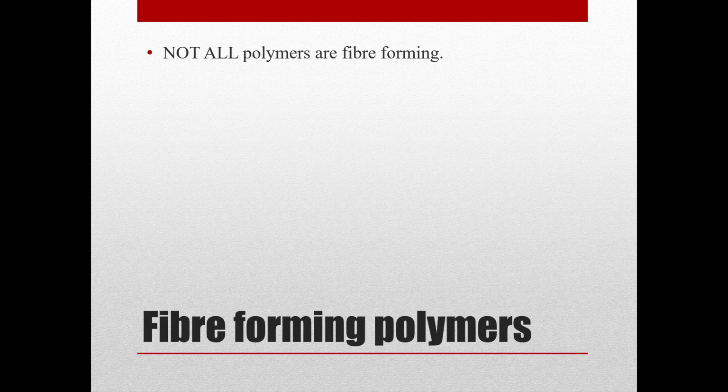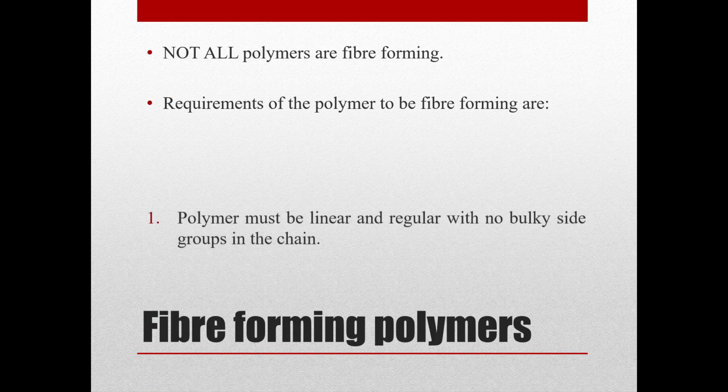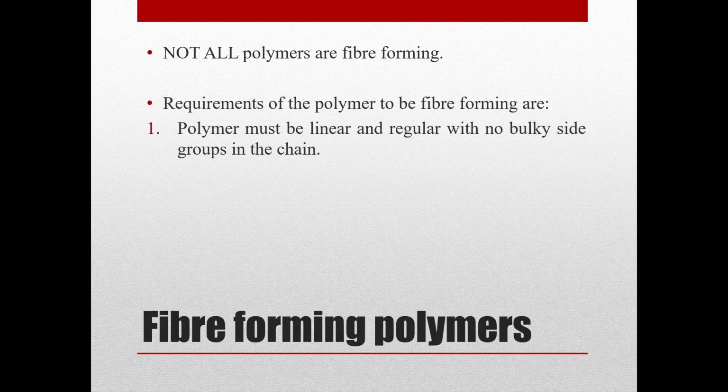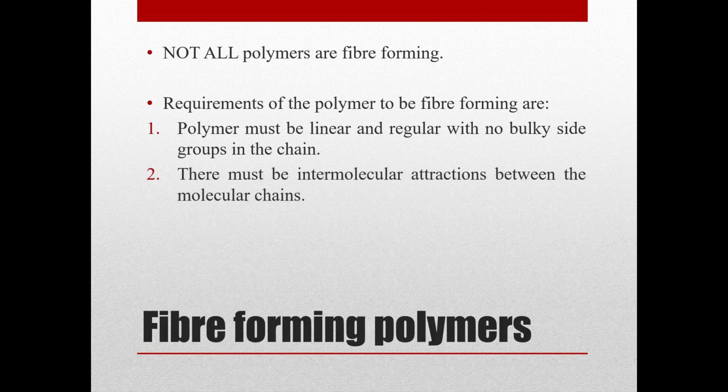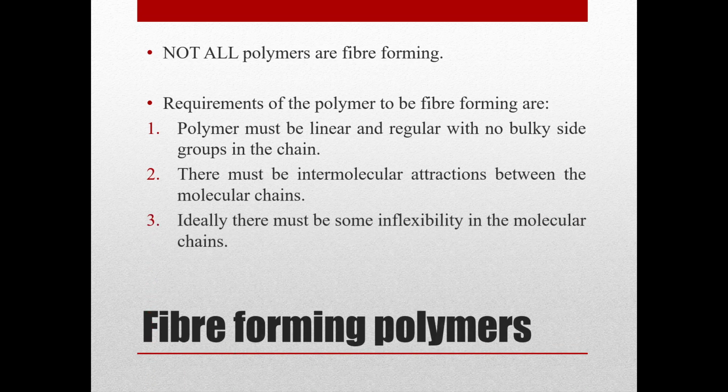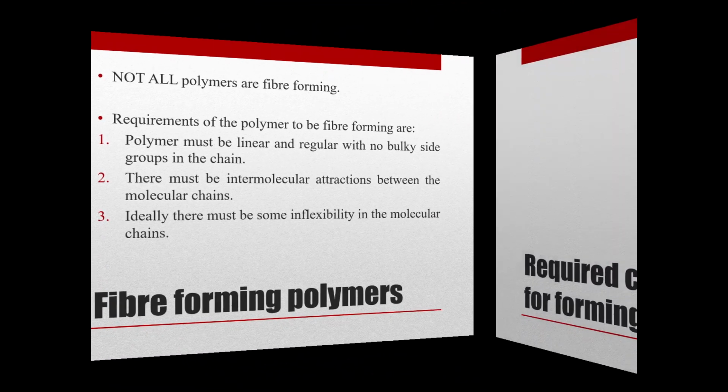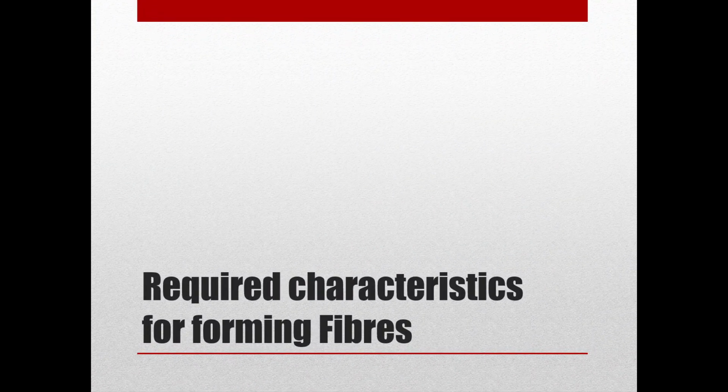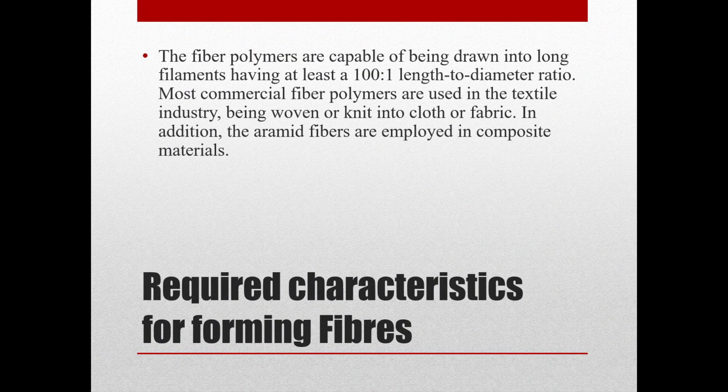One must remember that not all polymers are fiber forming. One cannot form fibers from all polymers. So there are certain requirements of the polymer so that it can be transformed into a fiber. The polymer must be linear and regular with no bulky side groups in the chain. There must be intermolecular attraction between the molecular chains, and ideally there must be some inflexibility in the molecular chains. The required characteristics we shall see a little bit in detail.